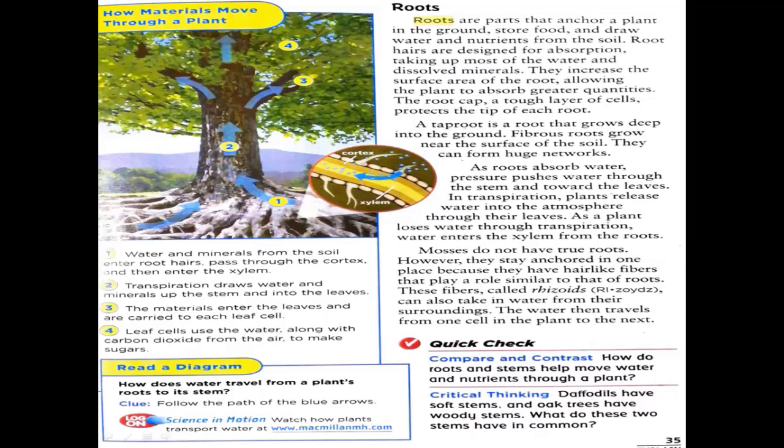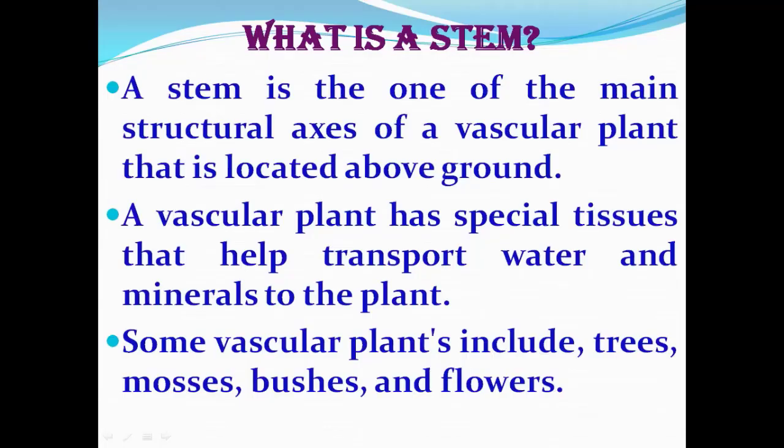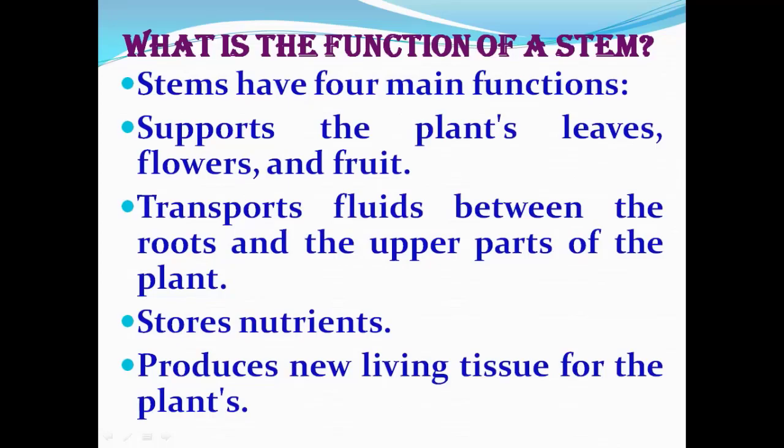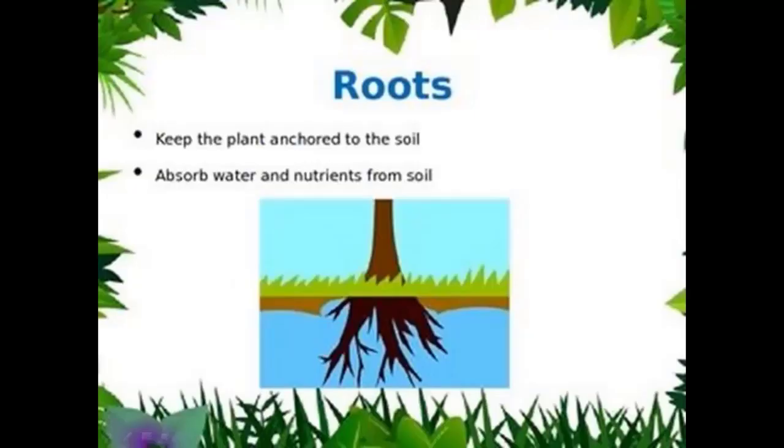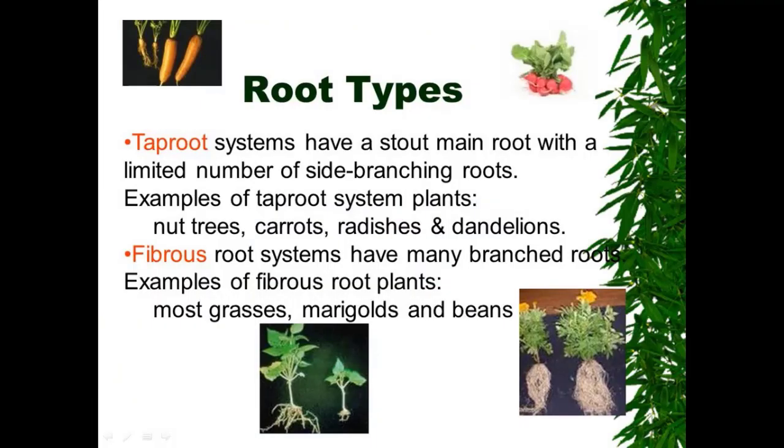Also, when we talk about roots, there are two kinds: mainly taproots and fibrous roots. Taproot systems have a stout main root with a limited number of side branching roots, and the examples are nut trees, carrots, radishes and dandelions. Another type of root is the fibrous root.